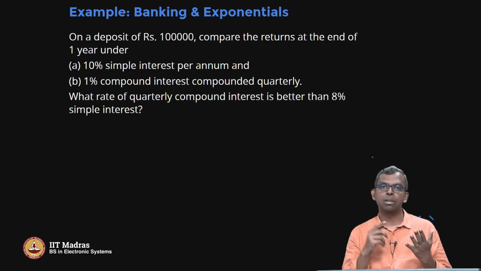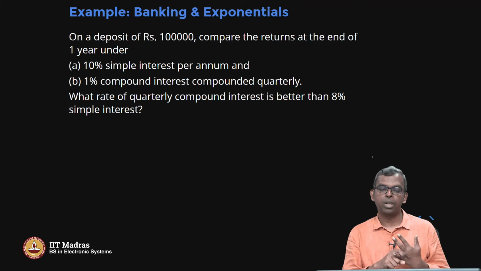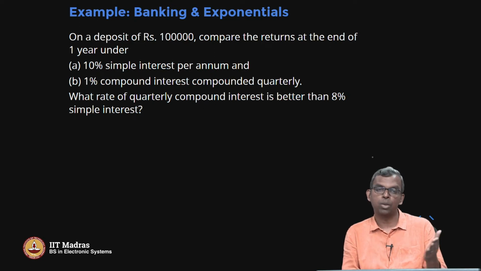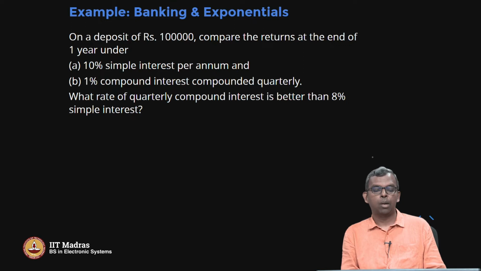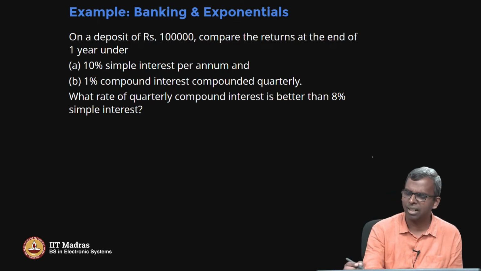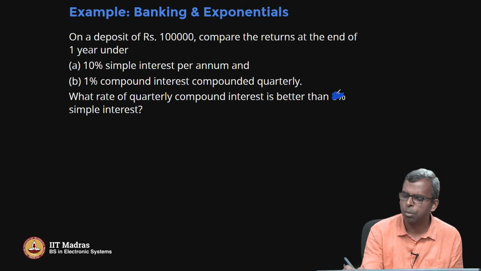So many banks offer simple interest. Many banks offer compound interest of different interest rates, and you have to compare the returns between these two and make a choice. And there's another very intriguing question. What rate of quarterly compound interest, right now this is 1%, is better than 8% simple interest, or maybe 10% simple interest? Why 8, right? So we'll make this 10. So this problem is 10.